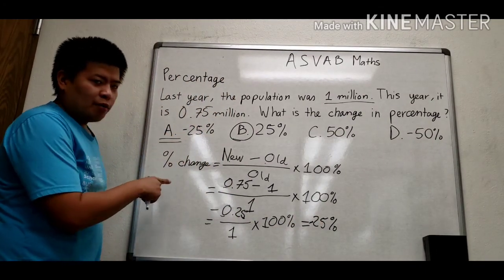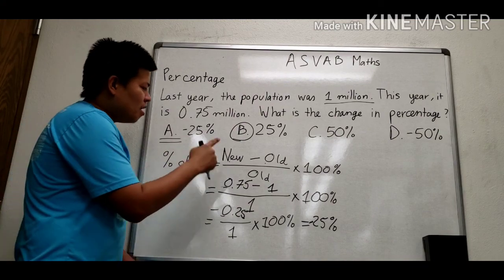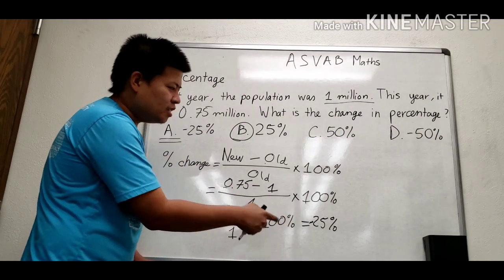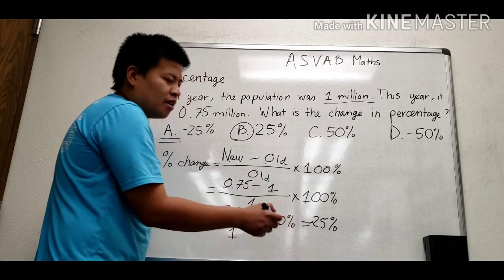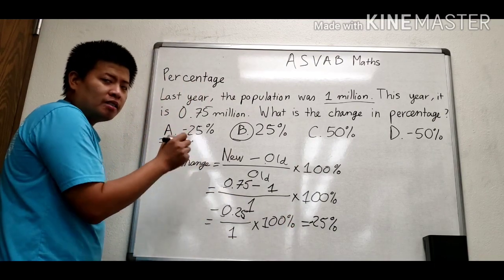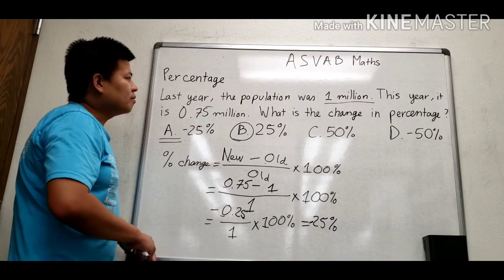So in the question they will have two times. If you get a positive number, this means increasing. If you get a negative number, this means decreasing.